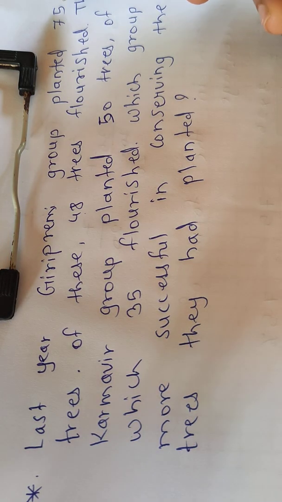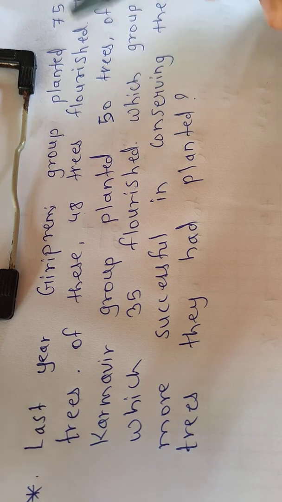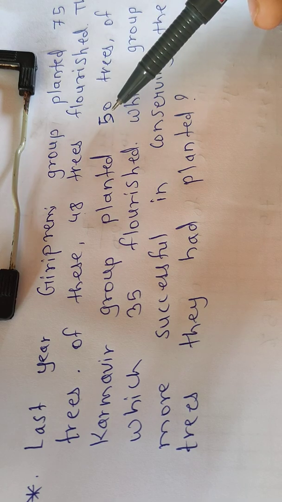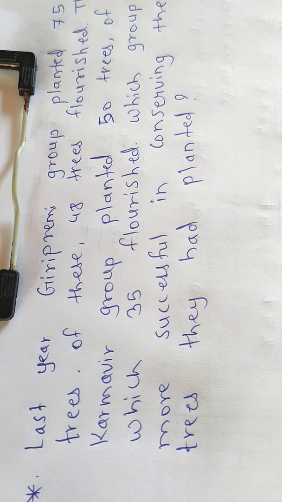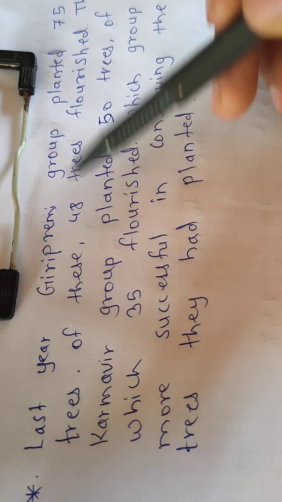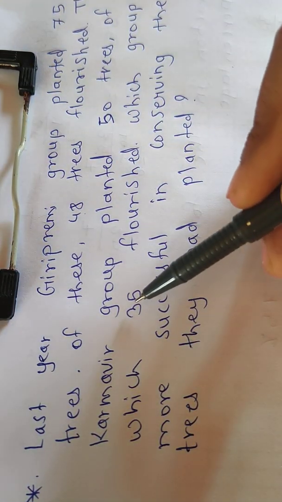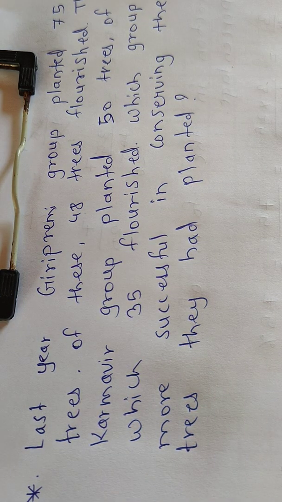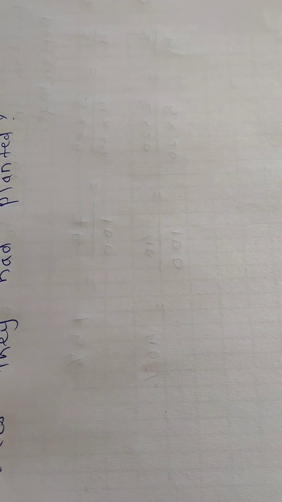To find out which group is more successful, the total number of trees planted should also be equal. But here 75 trees were planted and here 50 trees were planted. So we have to solve it according to the comparison method, by finding out the percentage. First we will find the percentage of 48 out of 75, and in the second condition 35 out of 50. Whoever's percentage is more will be the more successful group. Percentage is always found out of 100.